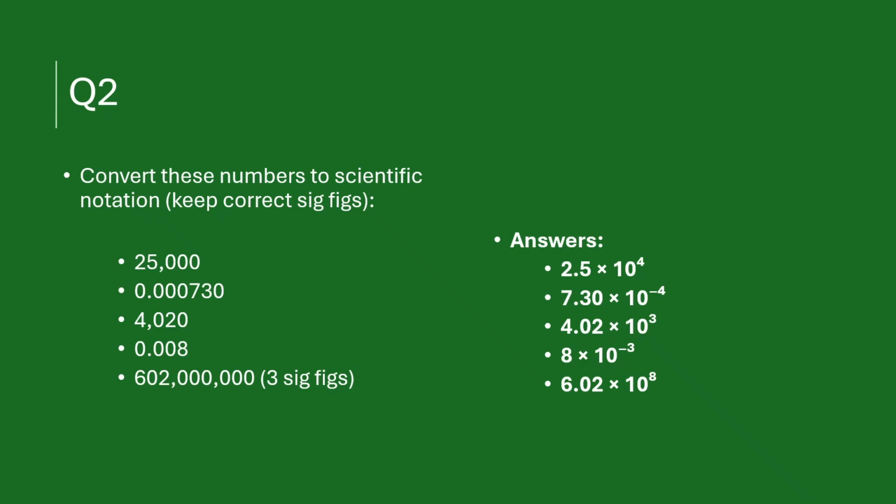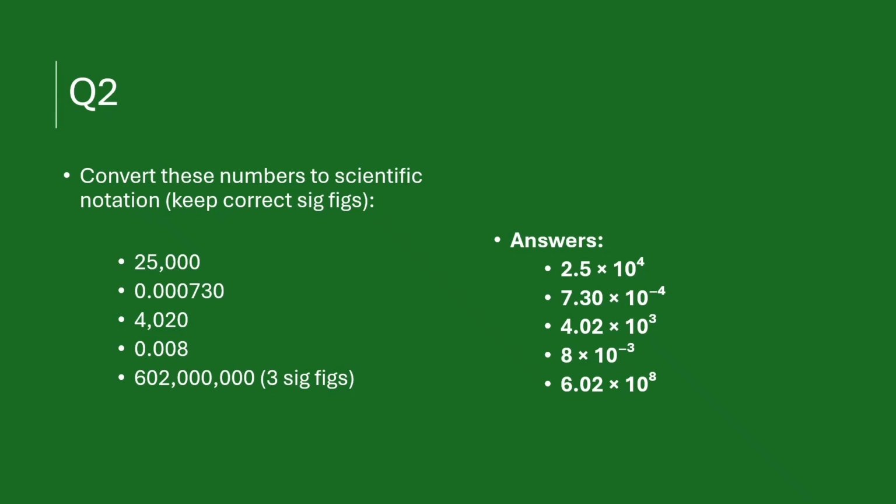Now, next item, 4,020. The scientific notation for this is 4.02 times 10 to the 3. Take note, it's positive 3. That is because we assume that the decimal point is after the last 0, and we move that decimal point to the left 3 times, past the 0, the 2, and another 0. So that becomes 4.02.